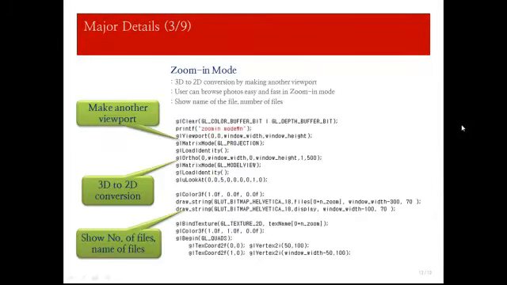Third, zoom in mode. I try to make a 3D to 2D conversion by making another viewport. Users can browse photos easily and fast in zoom in mode. It shows the name of files and number of files in zoom in mode. In the source code, there is a glViewport function that makes another viewport, and a GL function for the 3D to 2D conversion. And there's also a draw string function that shows the number of files and name of files.